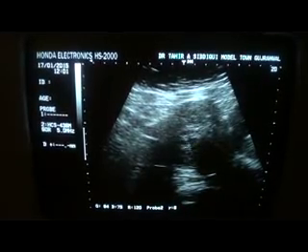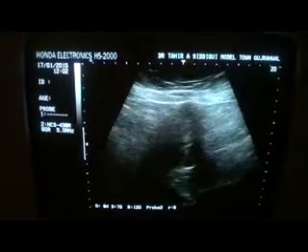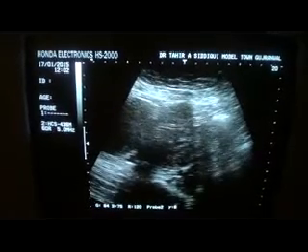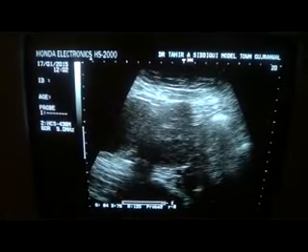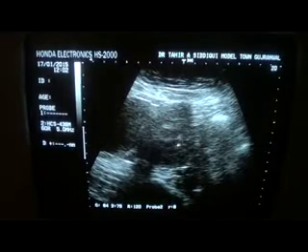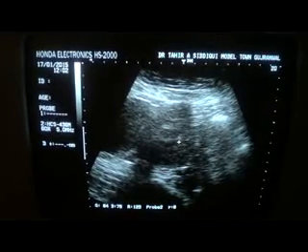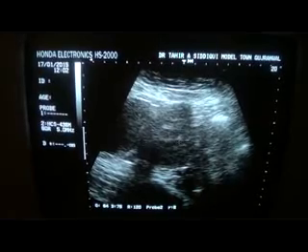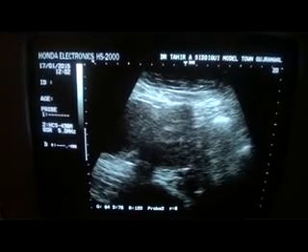This is the sac. See, when I give a sweep to the probe, it does not change its shape. It retains its shape, and this is the sac. This is the sac. So this is a case of uterine fibroid with threatened abortion, with incomplete abortion. Thank you very much.